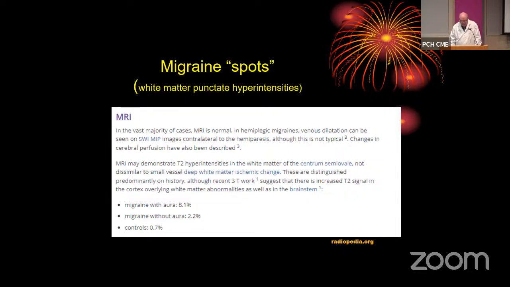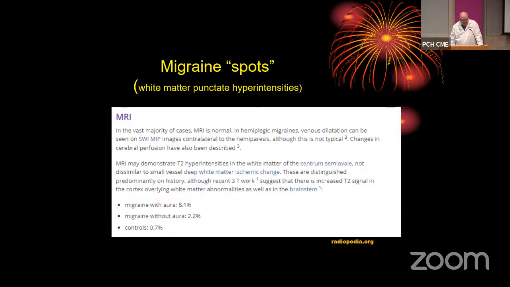These are distinguished predominantly on history, although a recent T workup suggests that there is increased T2 signal in the cortex overlying white matter abnormalities as well as in the brainstem. There are a lot of reports about abnormalities in migraine on imaging, but they don't actually amount to something useful that we can use. For instance, this is from one of our radiology sources on the web called Radiopaedia.